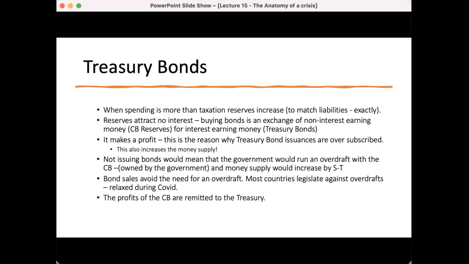Not issuing a bond would mean that the government would just run an overdraft with the central bank, which is owned by the government anyway. Not all central banks are; the Fed isn't. The Fed is a private institution, but the majority of central banks are owned by the governments. So by not issuing the bonds, the money supply would increase by spending minus taxation. Issuing the bonds means that you've got interest rates that go in there that increase the money supply.